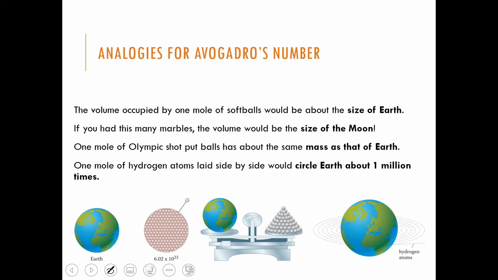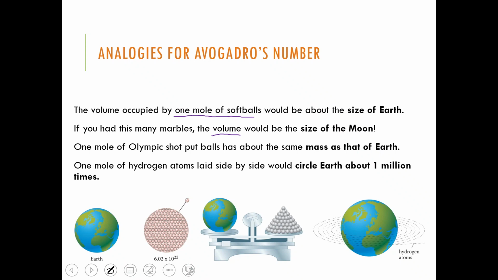So to give you an example of how many that number is, that's 6.02 times 10 to the 23rd. If I said I had one mole of softballs, so if I had 6.02 times 10 to the 23rd softballs, it would occupy the size of the Earth all the way, like the whole inside of the Earth. It would take up the whole Earth. It would create another Earth. If you had this many marbles, so think about the size of a marble in comparison to a softball, that would take up the space, or it'd be the volume of the size of the moon.